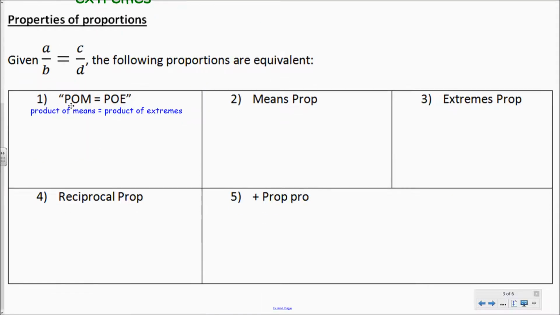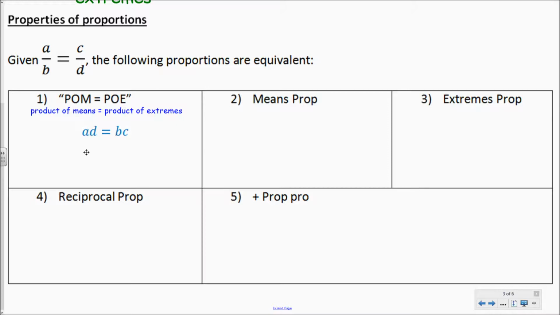So given this proportion, A over B is equal to C over D, we could represent it in any of these 5 equivalent ways. The first is probably one that you've definitely seen before, and it's basically that I can multiply the means and the extremes together and they will be equal. You've probably seen this and heard it explained as cross-multiplying.